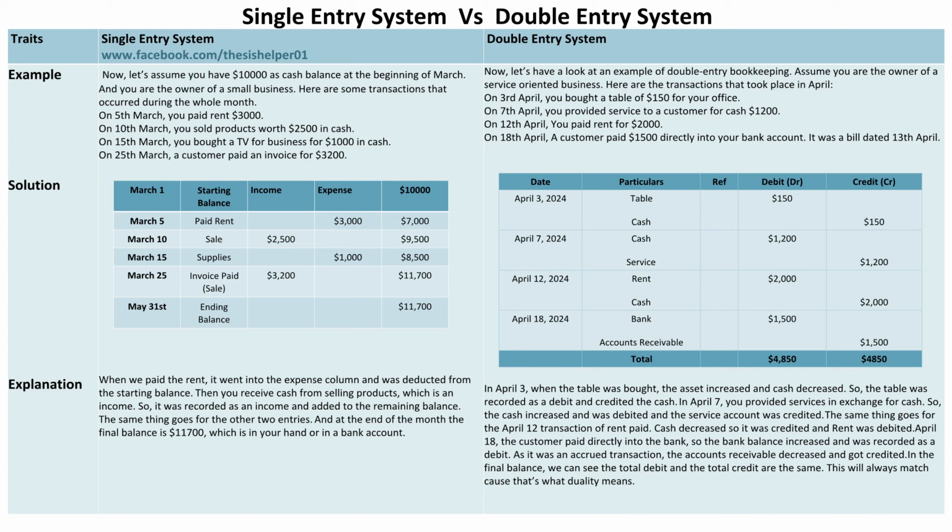In the final balance, we can see the total debit and the total credit are the same. This will always match because that's what duality means.